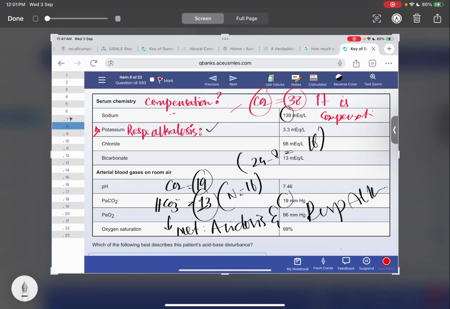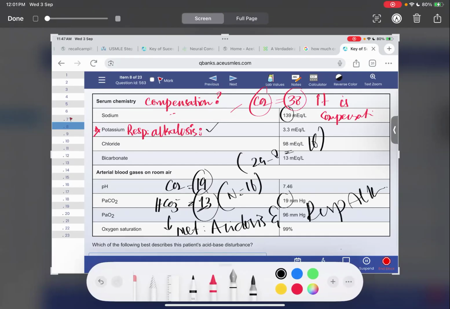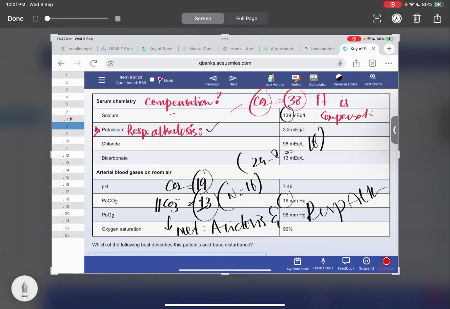Let me explain it again. Where is this 24 coming from? 24 is the normal bicarb. The normal carbon dioxide is 40, and our value is 19. We have about 20 less, so I have taken it as 20 for simplicity. And we know for a change of 10 in carbon dioxide we have 4 in bicarb. So for 20 we have 8. That's why I am subtracting 24 minus 8. Got this?